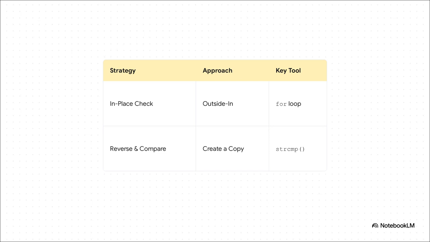And this table here illustrates the trade-offs perfectly. The in-place check is kind of like a minimalist. It's super efficient with memory because it doesn't need to create a whole new string. The reverse and compare method, on the other hand, might be a little easier for another person to read and understand, but it uses more memory because it has to create that copy. See? It's all about trade-offs.